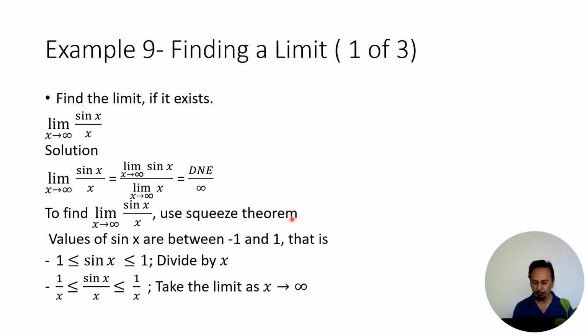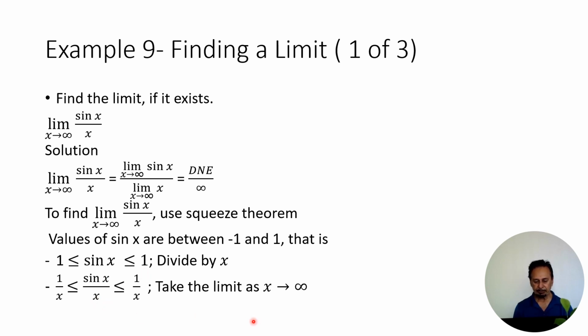So let's use the squeeze theorem. The squeeze theorem says you find two functions between which sine x over x is sandwiched and whose limits are the same. Let's start with the fact that sine x is between -1 and 1. So we can write sine x is between -1 and +1. Now we divide all sides by x. So you have -1 over x, sine x over x, 1 over x.